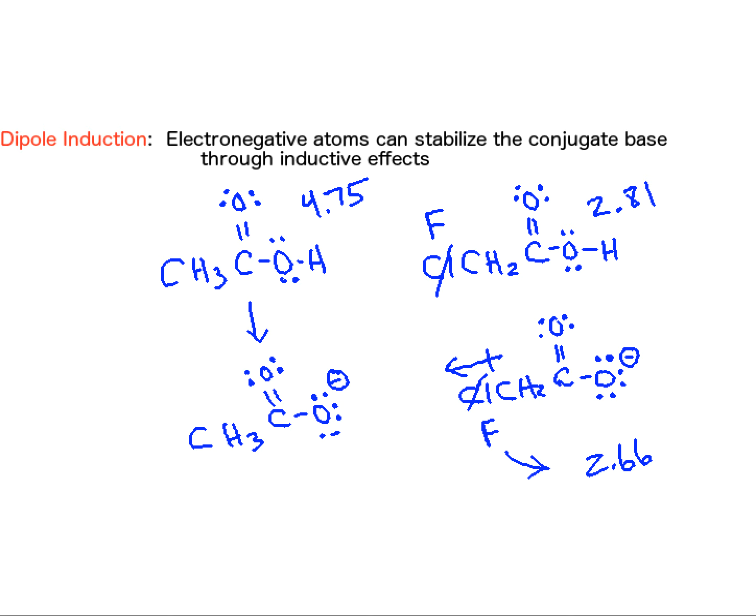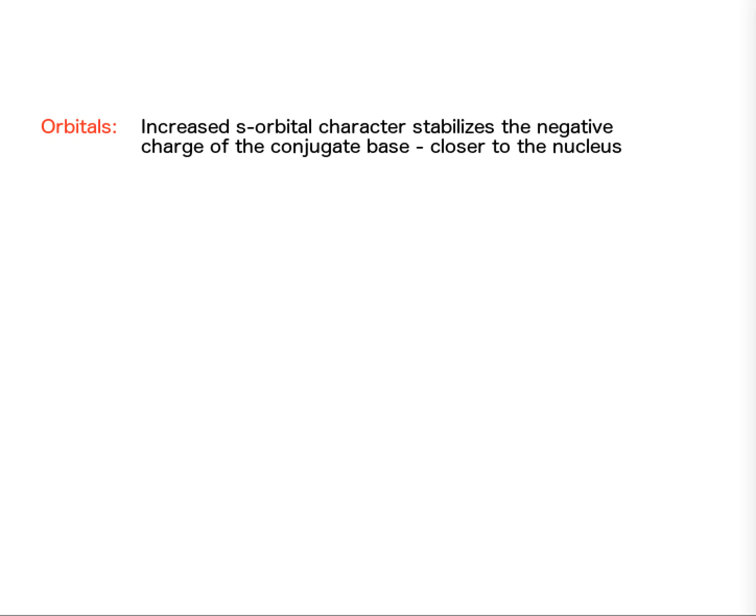Okay, the last criteria we're going to look at when we're thinking about relative acidity is, or actually we have two more, right? We have orbitals. We're going to look at different orbitals, what orbitals are present in the conjugate base. And this is, again, a pretty simple concept. If we have a negative charge present in our conjugate base, if we can draw that negative charge closer to the nucleus of an atom, then it's going to be more stable than if it's further away.